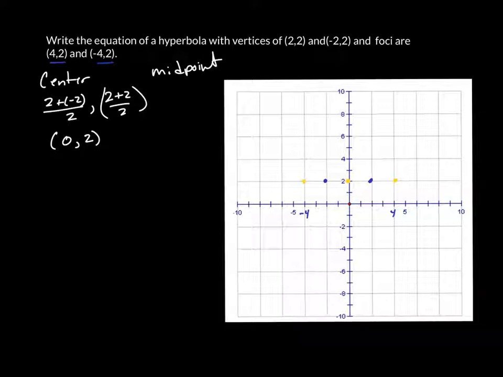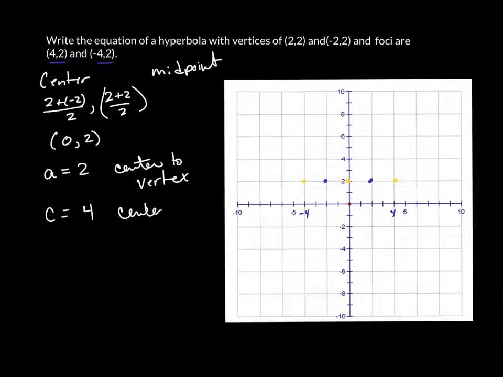What that information gives me is that a is equal to 2, and I know that because a is the distance from the center to the vertex. And the other thing that I know here is that c is equal to 4, and I know that because c is the distance from the center to the foci.